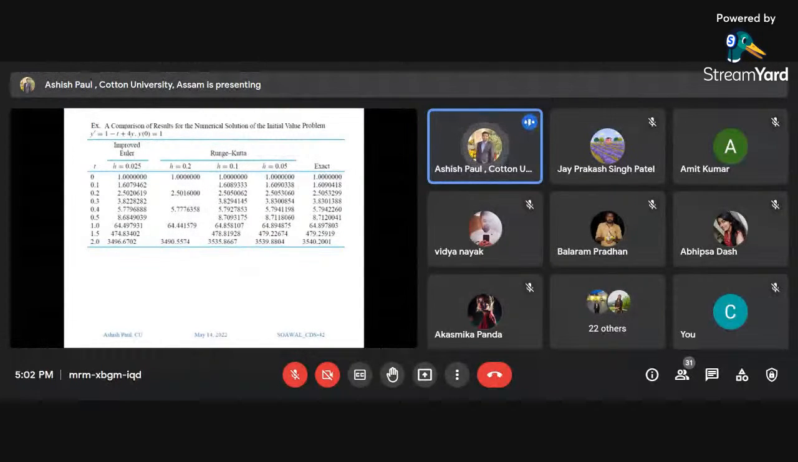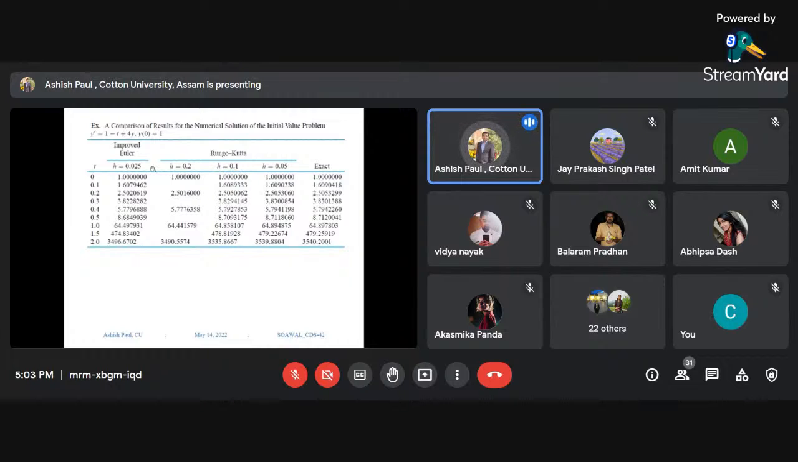So this is another table. We have used the same problem, the same table, and extended it, and now we have compared this method with the improved Euler method. In the improved Euler method, if we take h equal to 0.25, then we have this particular result. And when we take h equal to 0.1 in the Runge-Kutta method, you can see this result is much more correct than that one when we compare with the exact value.